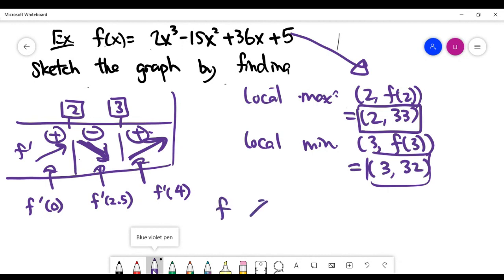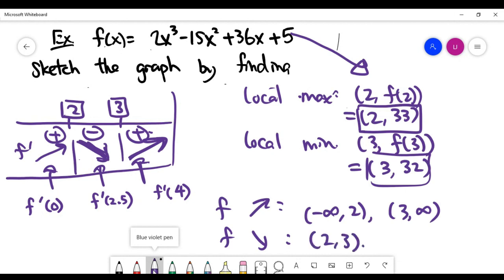And anyway, f is increasing for the left interval, minus infinity to 2, and for 3 up to infinity. And f is decreasing for the middle interval, which is 2 to 3. And it is the answer, at least, we can get by the use of the sign table of f prime. And we also need the f double prime next.